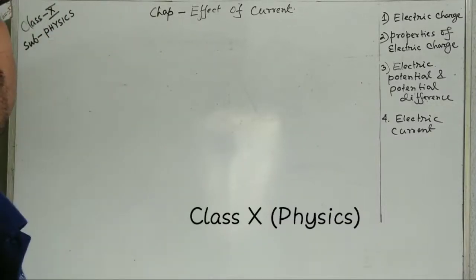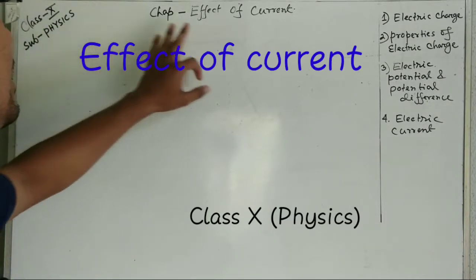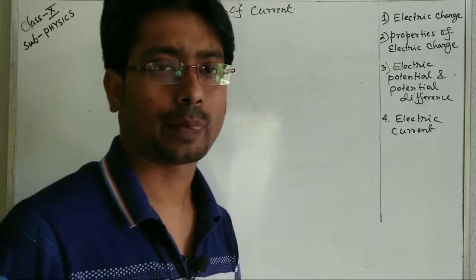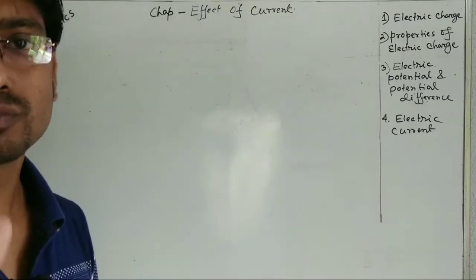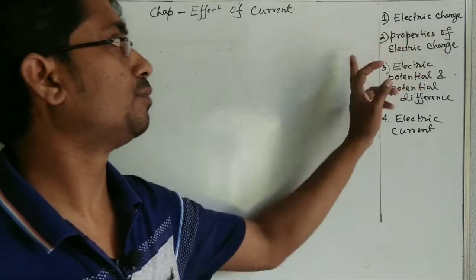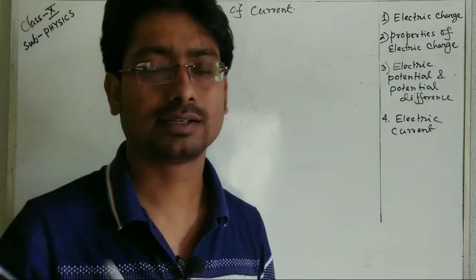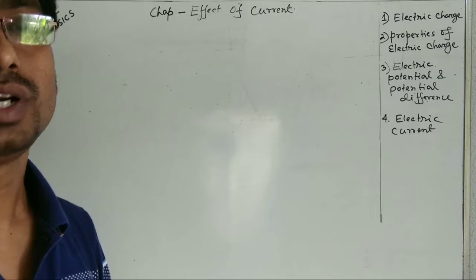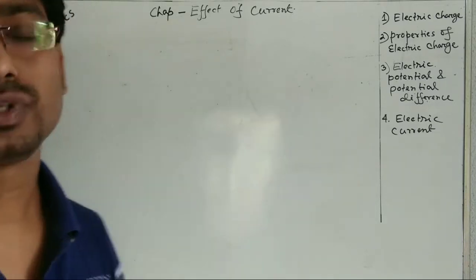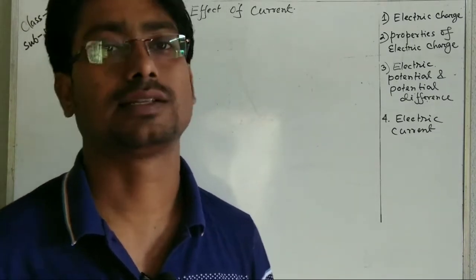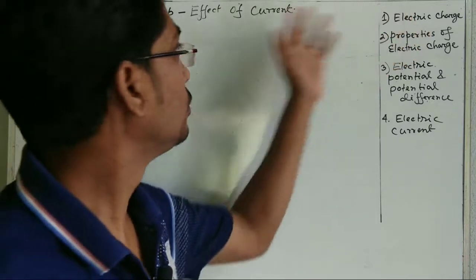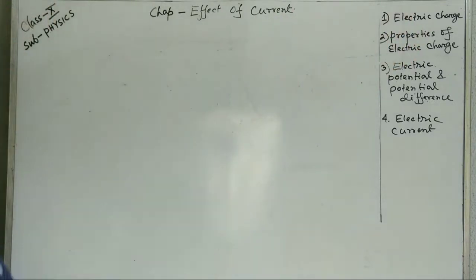Today we'll learn about one chapter of class 10, that is effect of current. Under this chapter we'll cover some subtopics today: electric charge, properties of electric charge, electric potential and potential difference, and electric current. It is a big chapter, but today we'll only cover these things. Later topics will be discussed in the later class. So follow today's lesson.